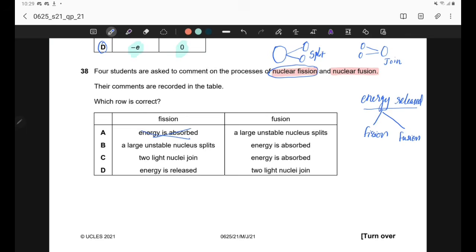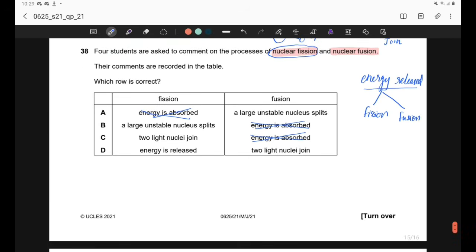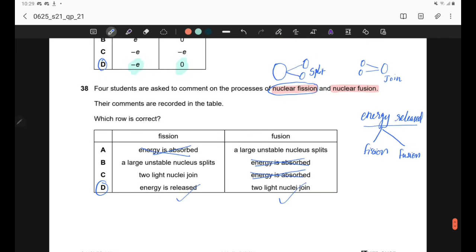That is wrong. We can see option B. In that also, it mentions fusion and that the energy is absorbed. Even option C says energy is absorbed. But energy will never be absorbed; a large amount of energy will be released in the case of both fission and fusion. So definitely option D will be correct. In option D, it says the fission process releases energy. That is correct. And fusion means two light nuclei join. Yes, we have already discussed that. So the correct answer is option D.